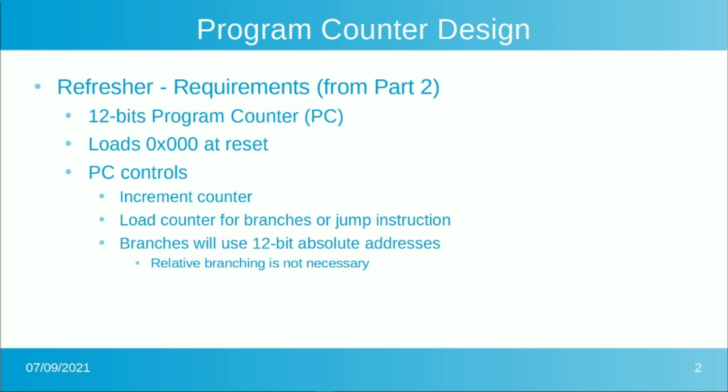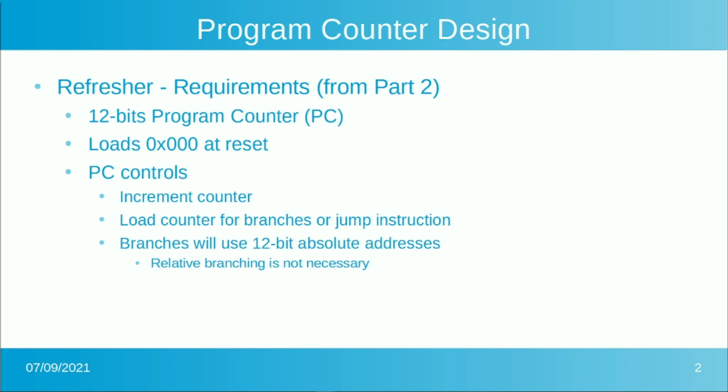The program counter details, if you remember from the previous part 2, is a 12-bit program counter. It loads 0, 0, 0. It's a 12-bit address, so it's 3 nibbles of 0 at reset. And it requires control signals to increment the counter. Since we have multiple clocks per instruction, 4 clocks per instruction, we only want to increment on one of those 4 clocks. Everything should be synchronous to that 50 megahertz clock, and strobes are created for increments. And also we want a strobe for load when you do a branch or jump instruction.